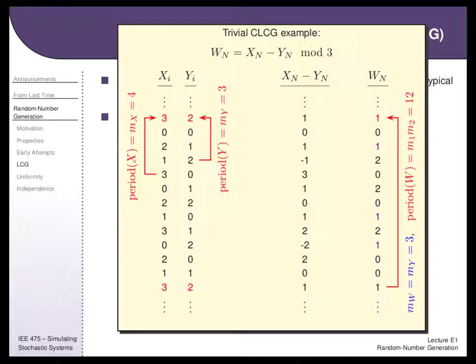So the takeaway I want you to get from that is that linear congruential generators have the promise of uniformity and independence, but they can have very short cycles. But we can correct that by combining multiple ones of them together, and that will end up generating much longer cycles by looking at their sums.